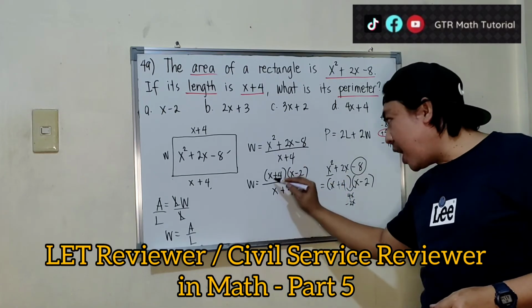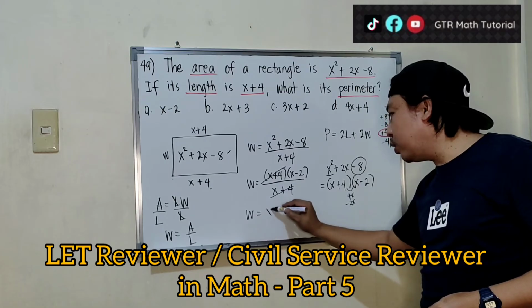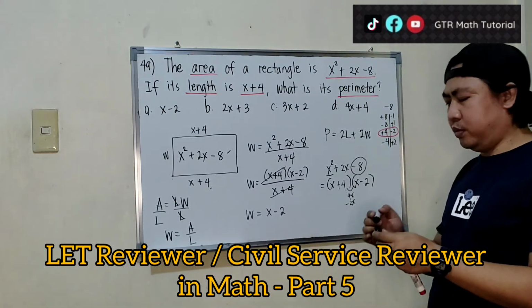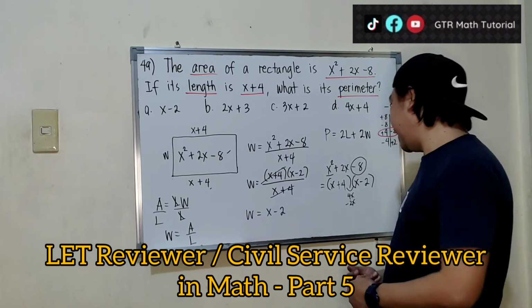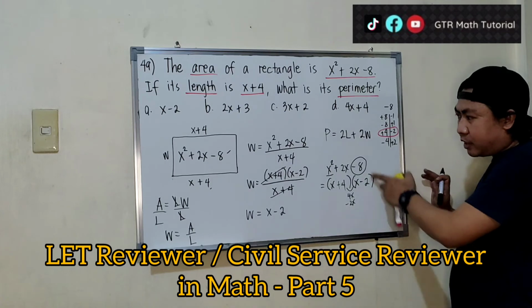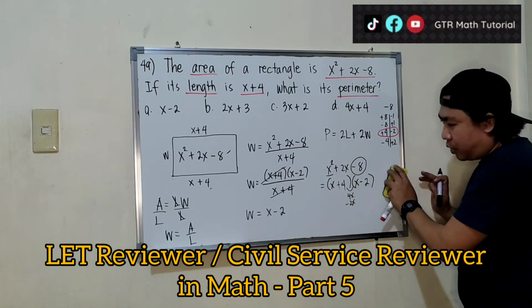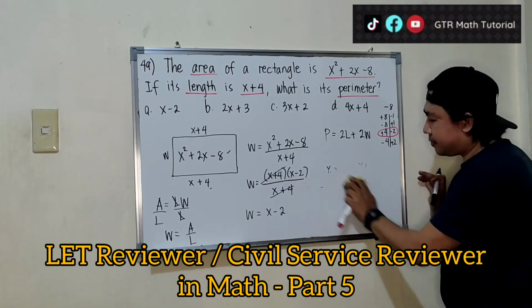Then, we can cancel out x plus 4. So therefore, the width is equal to x minus 2. So we can now solve the perimeter. So just substitute. So burahin na natin itong solution, lagyan natin dito ang perimeter.